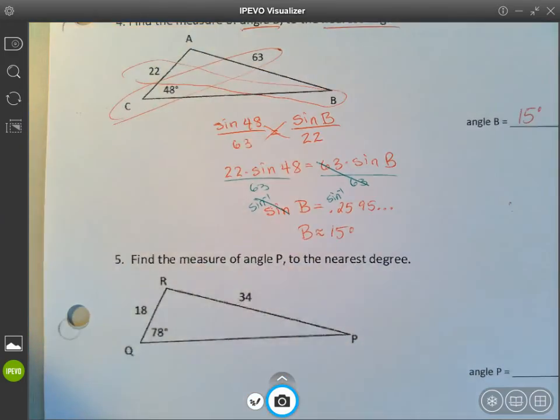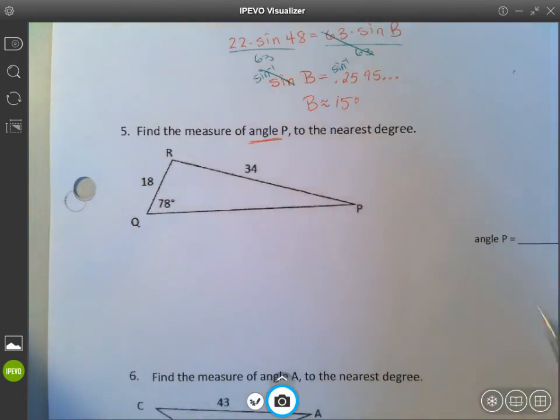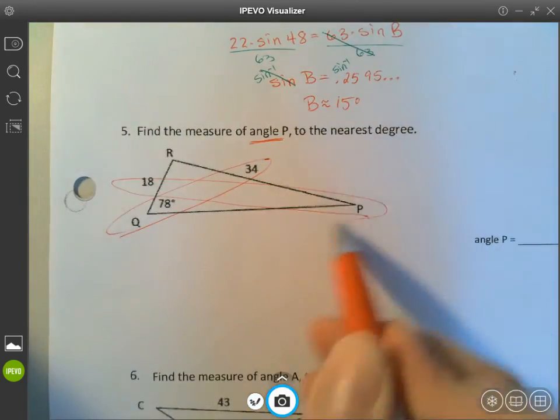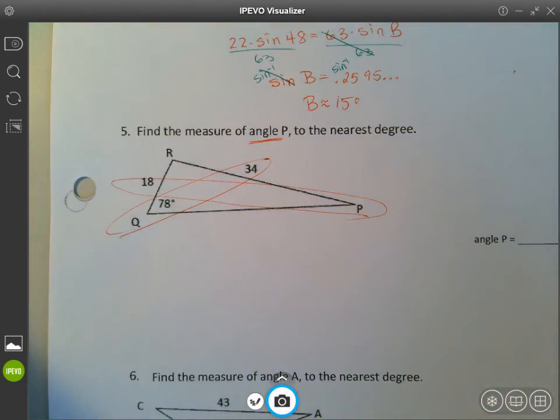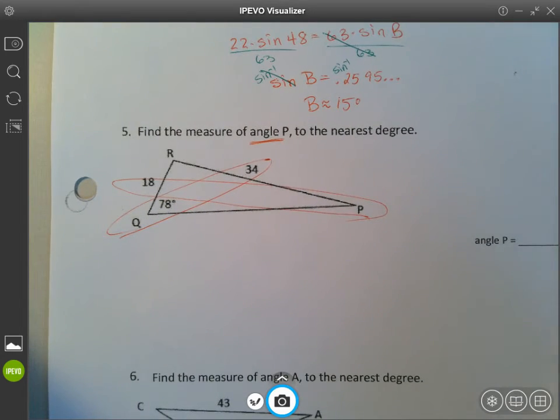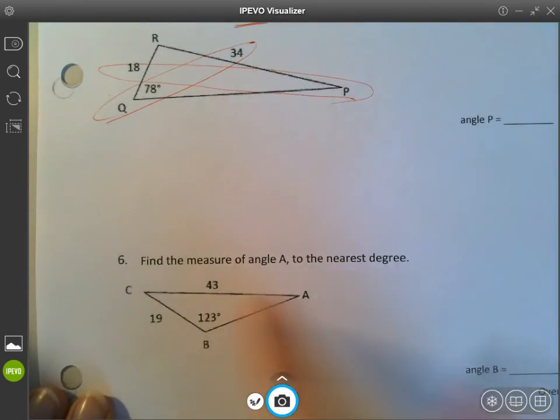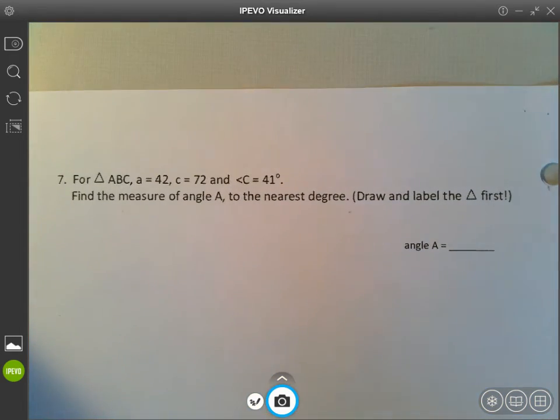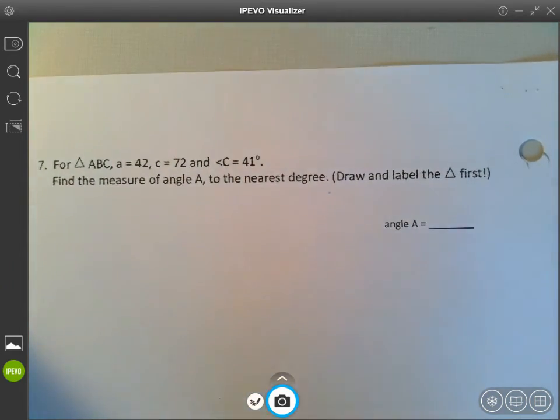Okay, so on these problems, you're finding the angle. So think about what you have. If I'm looking for angle P, I'm going to use that. Okay, one last problem on the back. Oh, down here it looks for angle A. But on the back here, you have to draw the triangle. So that's nothing new, but let's do this first.